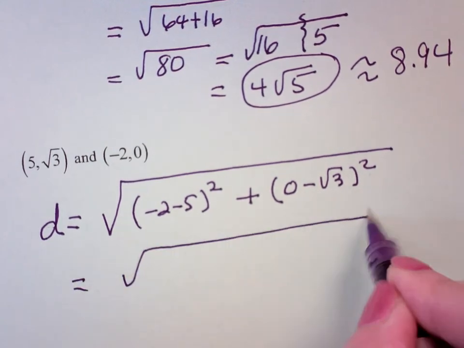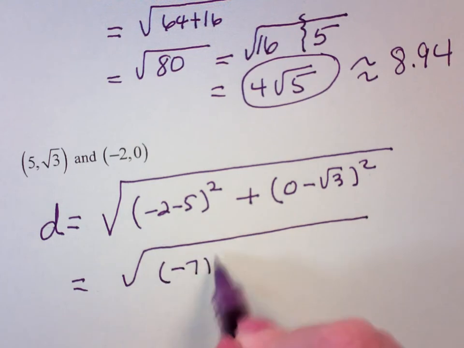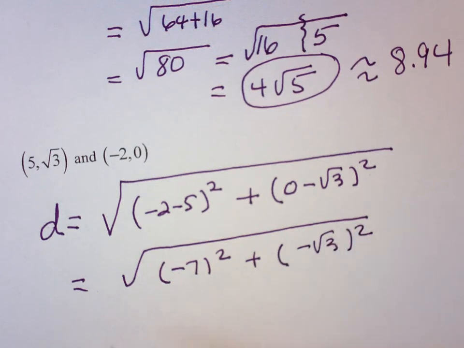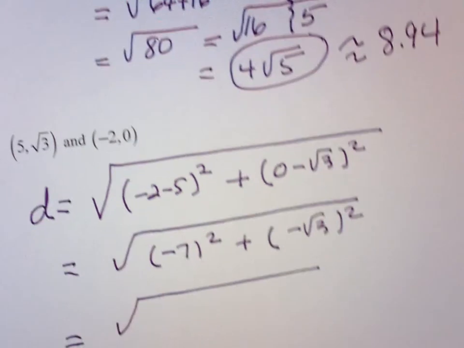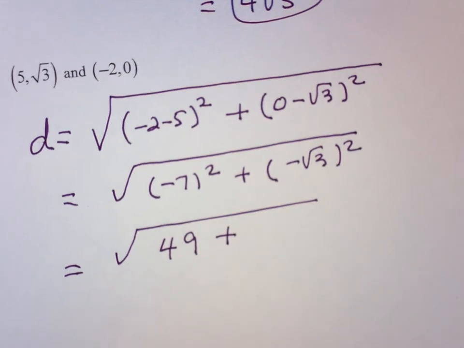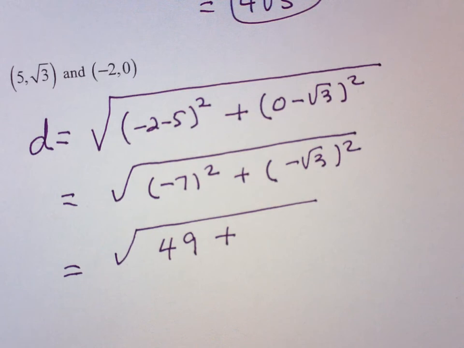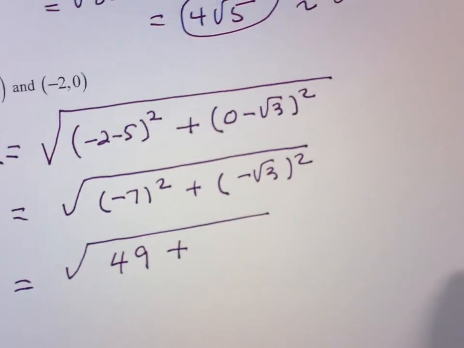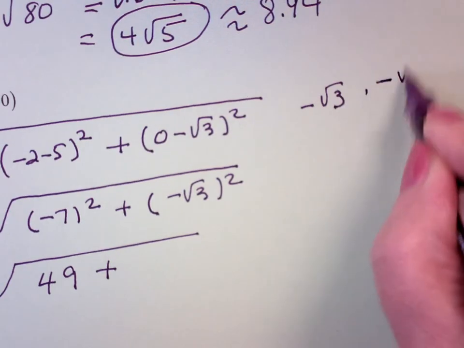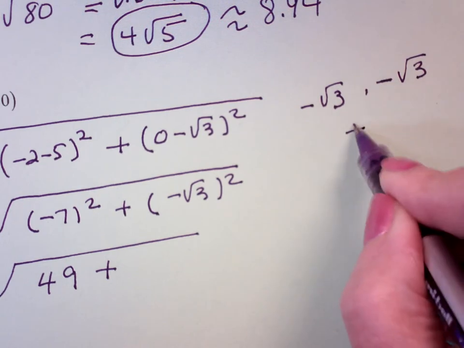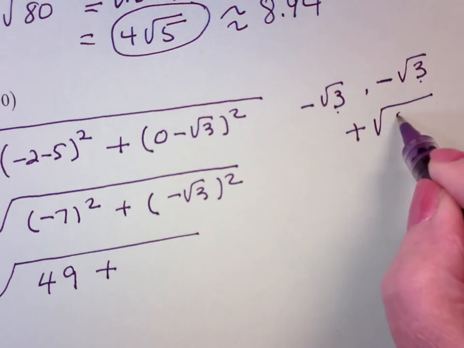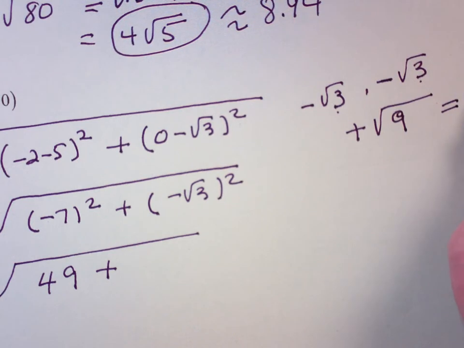This is the square root of minus 2 minus 5 is minus 7 squared plus minus the square root of 3 squared, which is the square root of 49 plus, what's minus the square root of 3 squared? 3. Yeah, what you want to think about is what this is telling you. It's minus the square root of 3 times minus the square root of 3. Minus times a minus is a plus. And then the square root of 3 times the square root of 3 is the square root of 3 times 3, which is 9. And the square root of 9 is 3.